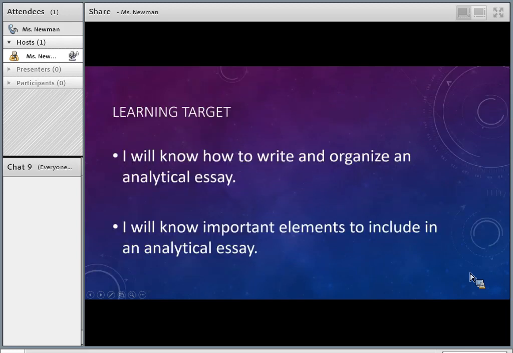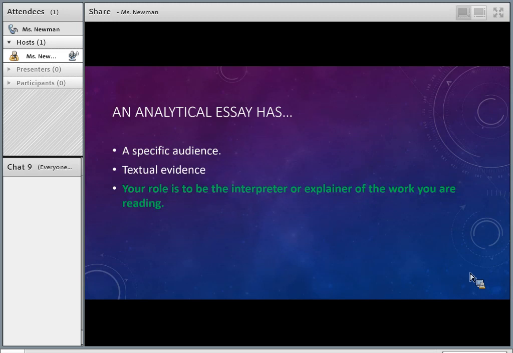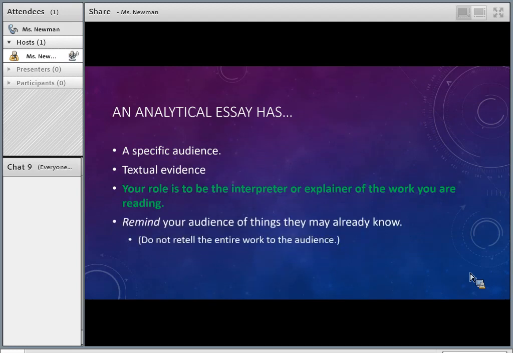Your learning target is that you will know how to write and organize an analytical essay and that you will know what important elements to include in the essay. An analytical essay has a specific audience, textual evidence. Your role is to be the interpreter or explainer of the work you are reading. Remind your audience of things they may already know. Do not retell the entire work to the audience.